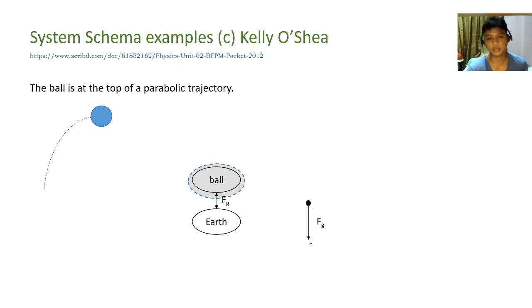Now, I want to do something different here. What if I choose the system to consist of both the ball and the earth? Because I can do that, right? Now, what happens to the gravitational force? Will it still be an external force? No, it's not an external force anymore. In fact, it's an internal force. So if you draw the free body diagram, you don't draw anything at all. There's no external force here. So that's what your free body diagram looks like.